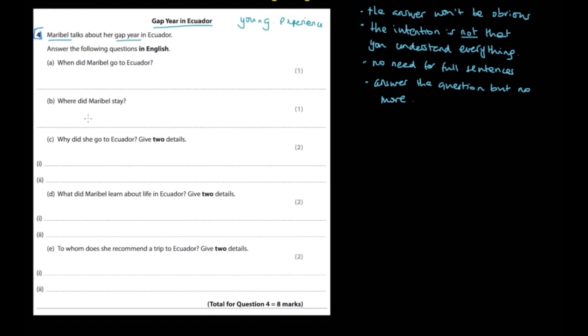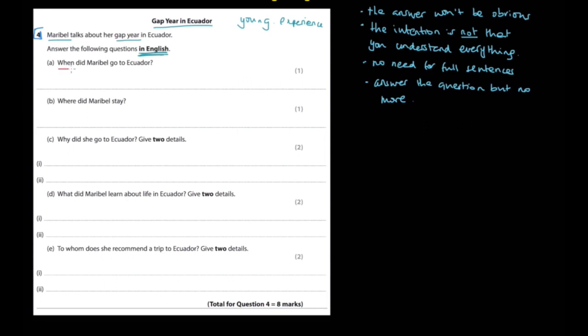Now I'm going to look at what the questions are and have a bit of a go at how I might answer them. By the way, the first thing I need to make sure is that I answer my questions in English, because if you answer them in Spanish, even if they are 100% correct, they're not going to count. So make sure you answer them in English.